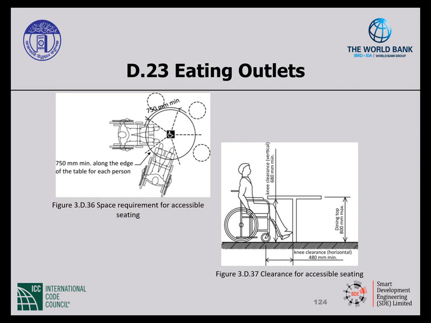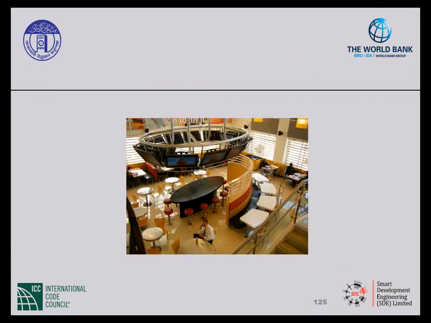The table surface shall be a maximum of 800 millimeters above finished floor, and there should be knee clearance provided underneath the surface, which is a minimum of 680 millimeters above the floor for a depth of a minimum 480 millimeters.